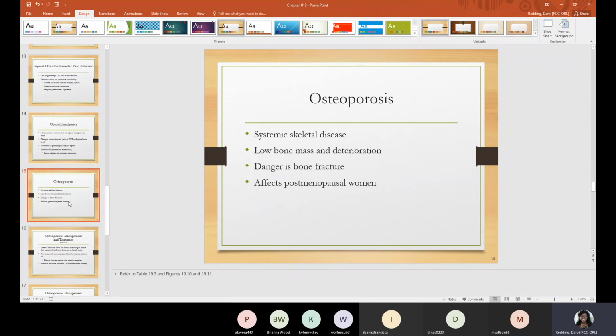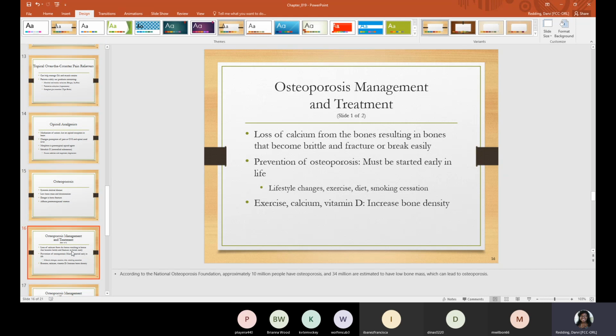It's also a danger in bone fracture because when your bones become fragile, remember your bones are connected to other things. And so when the bones become fragile, a person may be more susceptible to falls. Osteoporosis actually affects women who have gone through menopause, so it affects postmenopausal women. And now that we've learned about osteoporosis, we'll next learn about some of the management and treatment of this condition. With osteoporosis, it's the loss of calcium from the bones that results in the bones becoming brittle and also fracturing, or they can break easily.